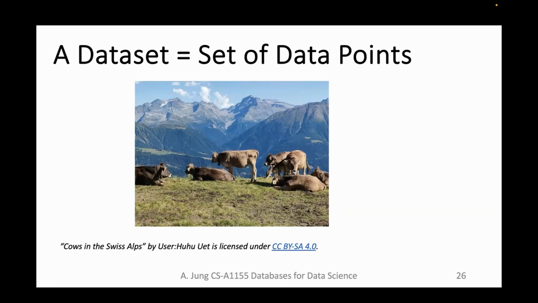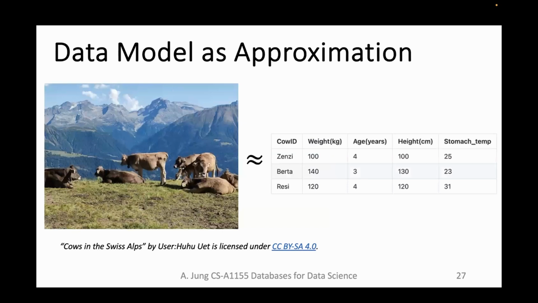And here comes the data model into play. So we could think of a data model as an approximation. And one form of this approximation is a table. And this will be the key object of our whole course. So this course mainly revolves around using such tables, or we call them relations. And the corresponding model is the relational data model.